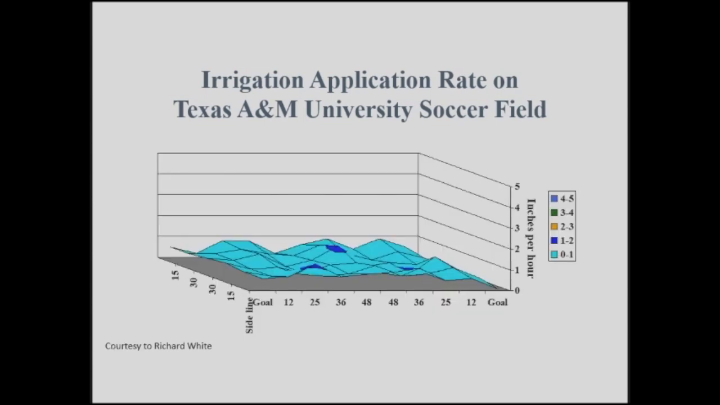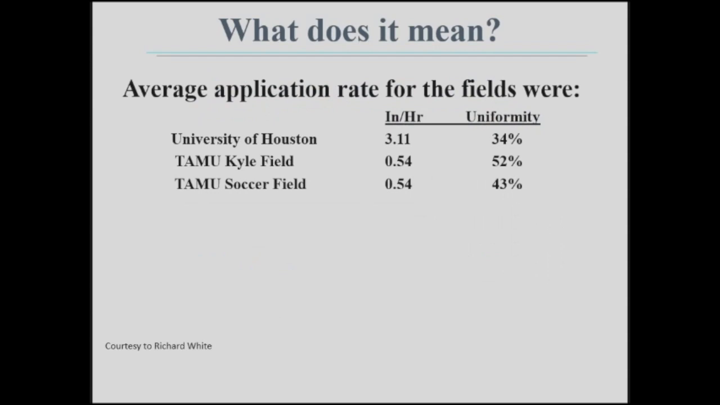Okay, so here we are. What does all that mean? Here's our average application rate. And this is just to show y'all how variable it can be. So University of Houston is putting out 3 inches or more per hour, which is a lot. Kyle Field was putting out at that time about 1/2 inch per hour. And then soccer field about the same. So that's pretty good that they're very similar.